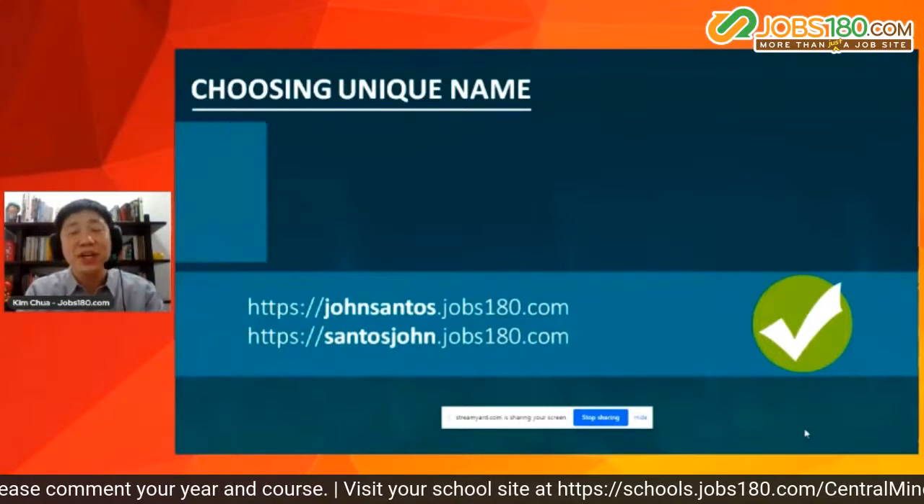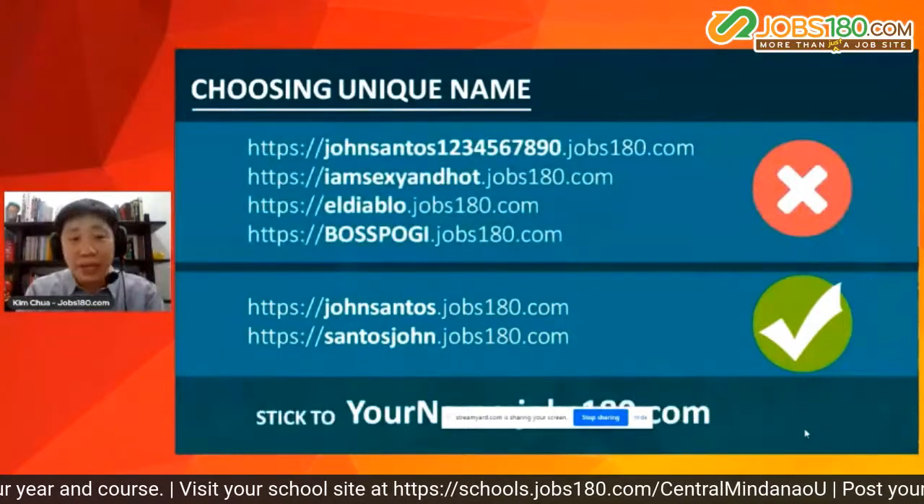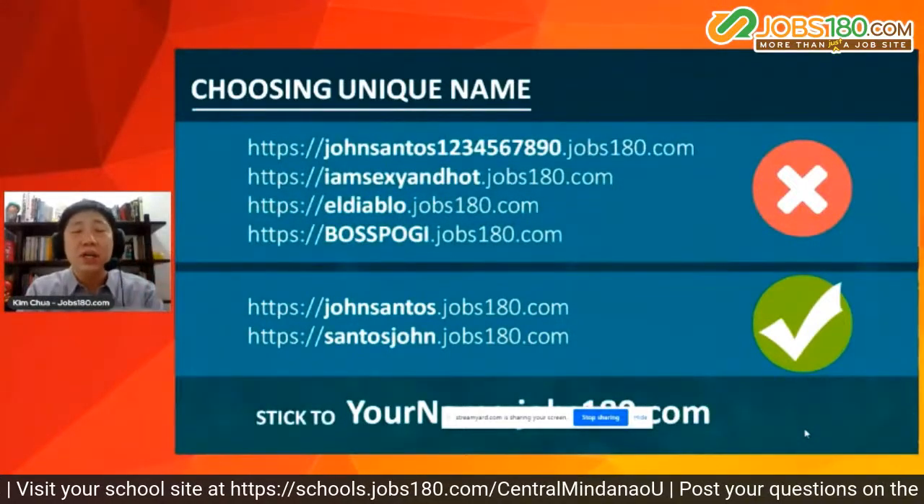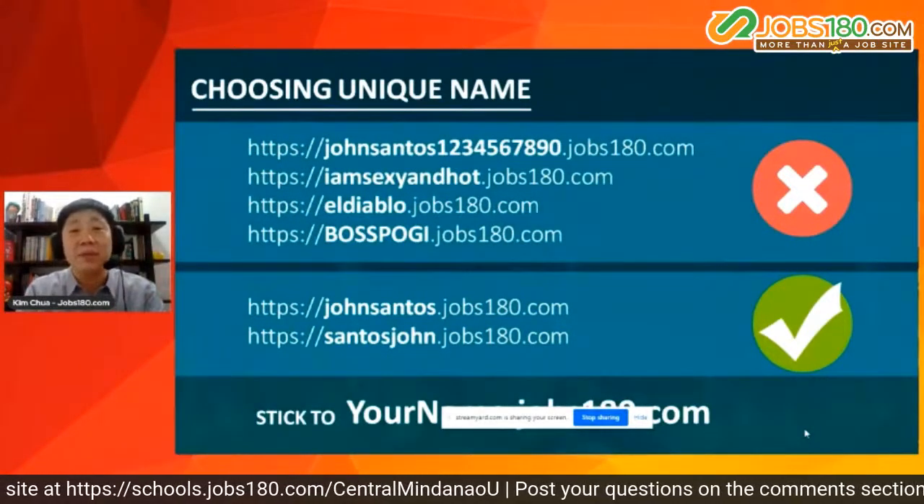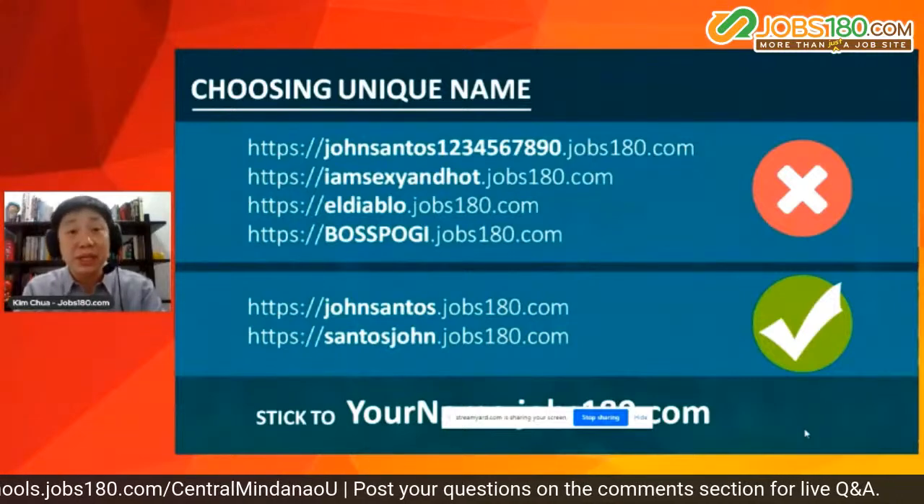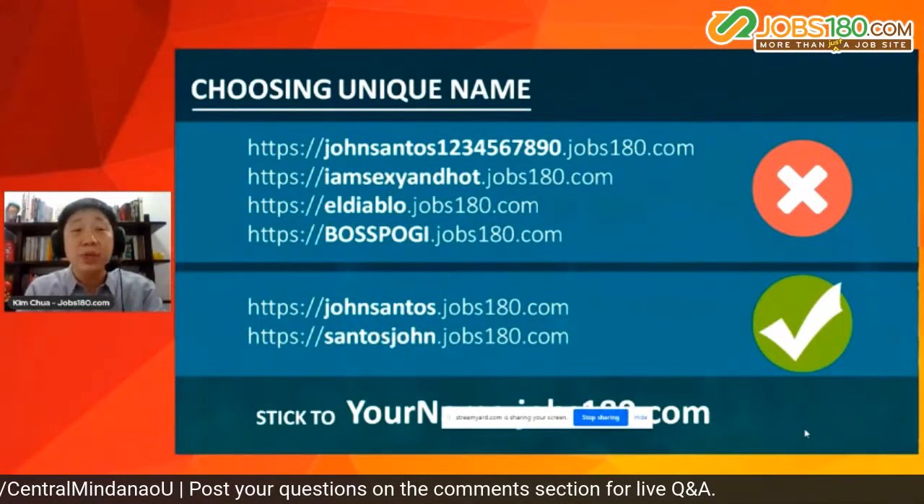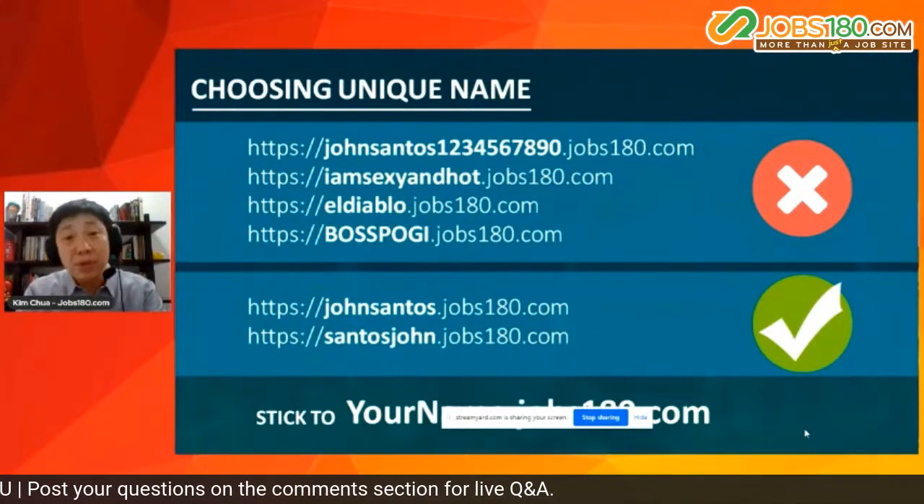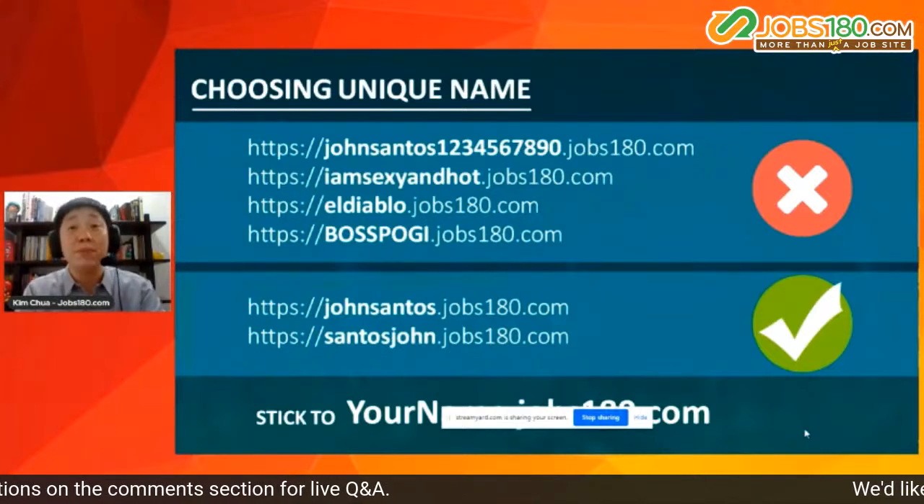Okay, wala kang kapareho. Now, when you do this, huwag kayong OA. Do not create yung mga ganong klaseng over-creative na mga resume link because it doesn't look professional. Imagine submitting to a company with your resume link that says eljablo.jobs180.com. Hindi yan mukhang professional.